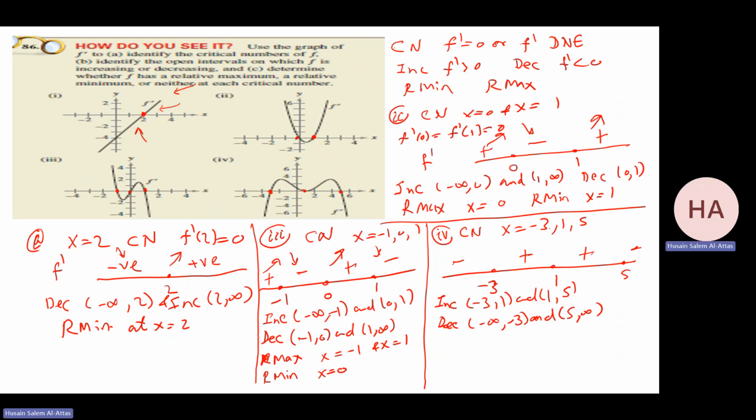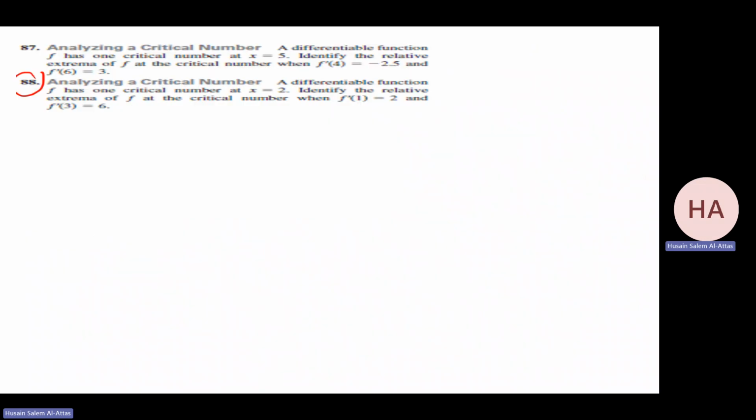Decreasing, increasing, increasing, decreasing. I have relative max at x equal 5. Relative min at x equal minus 3, sorry. Here it is decreasing, increasing. At 1, we don't have anything. We don't have any relative maximum or relative minimum.